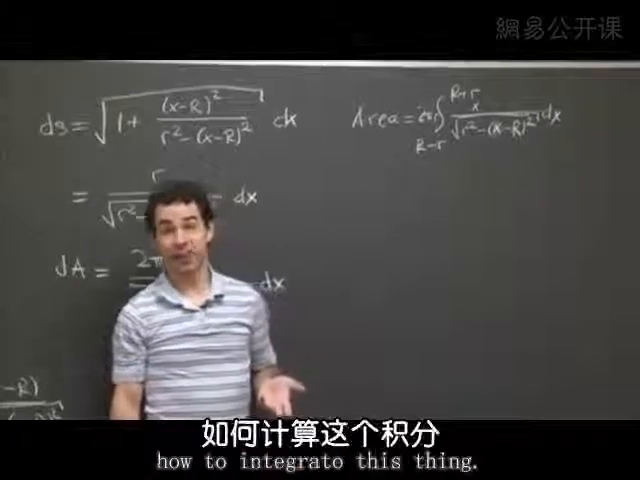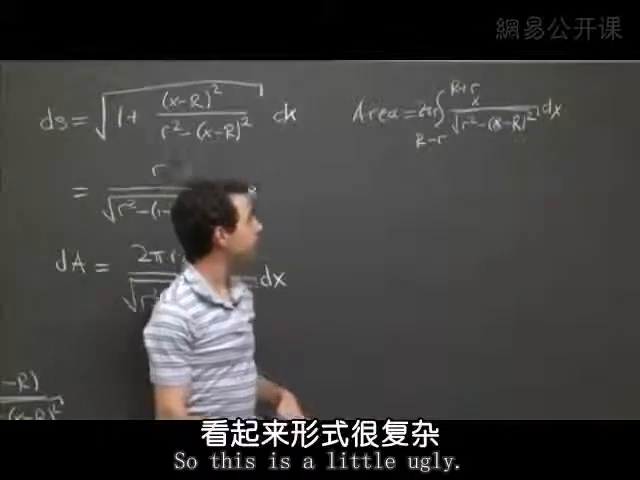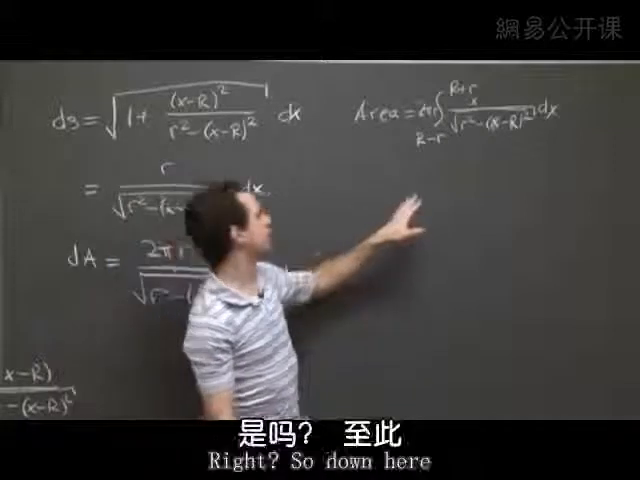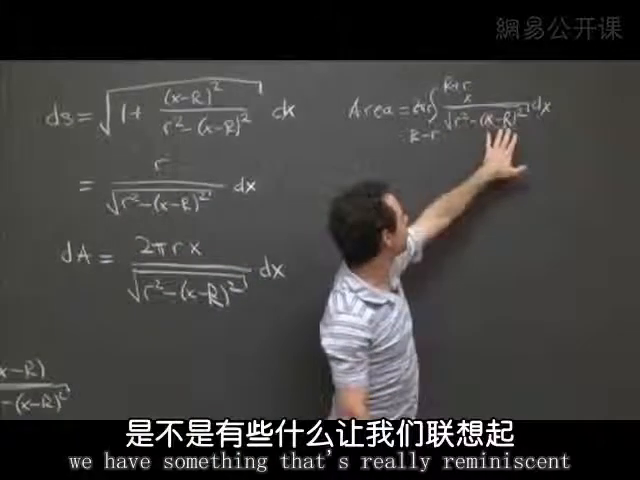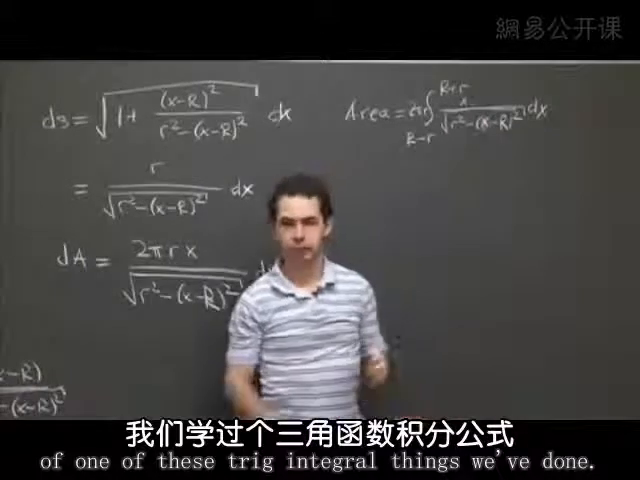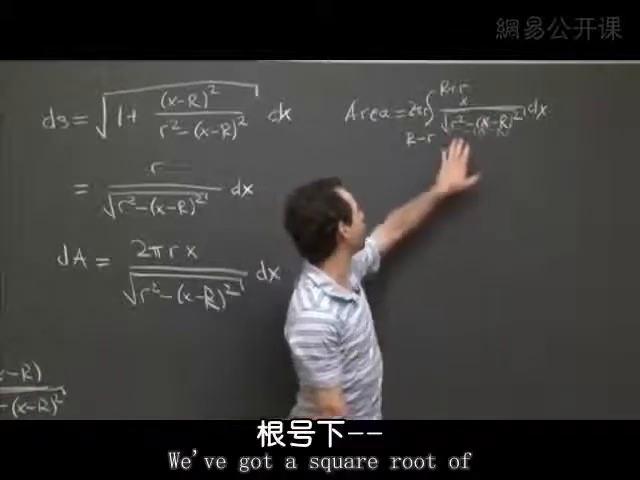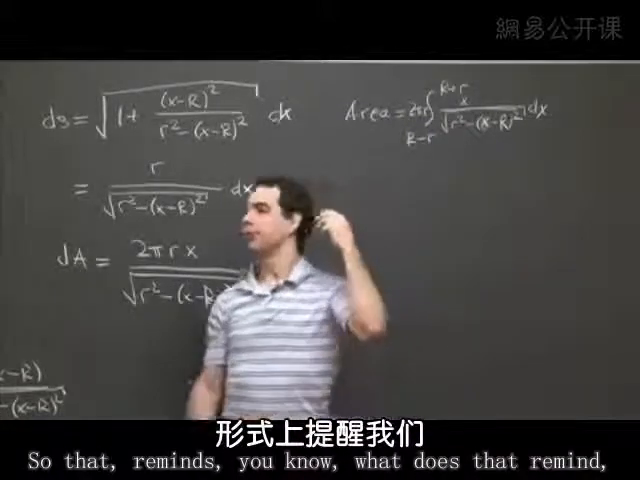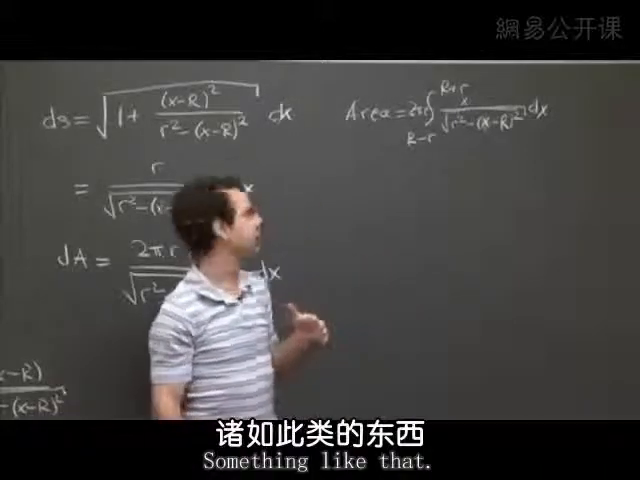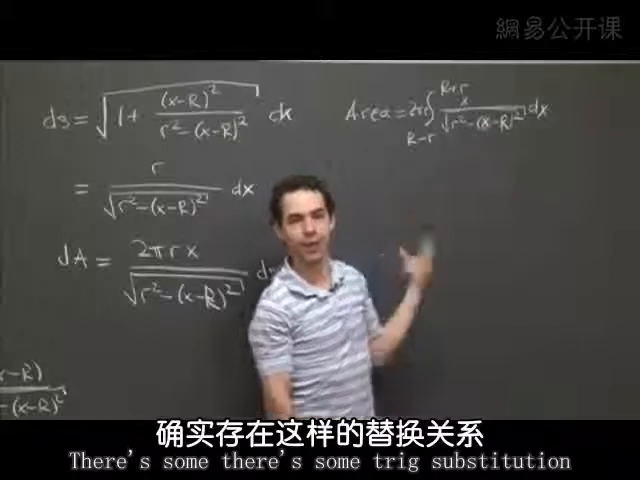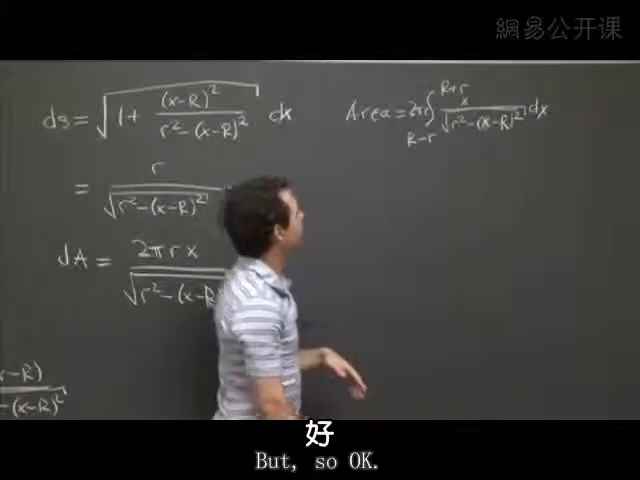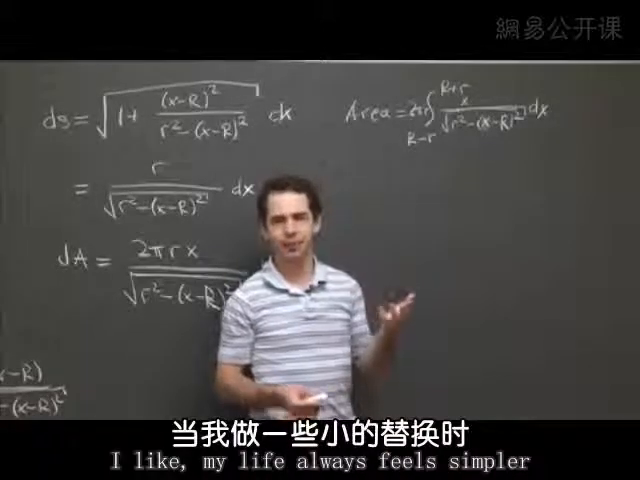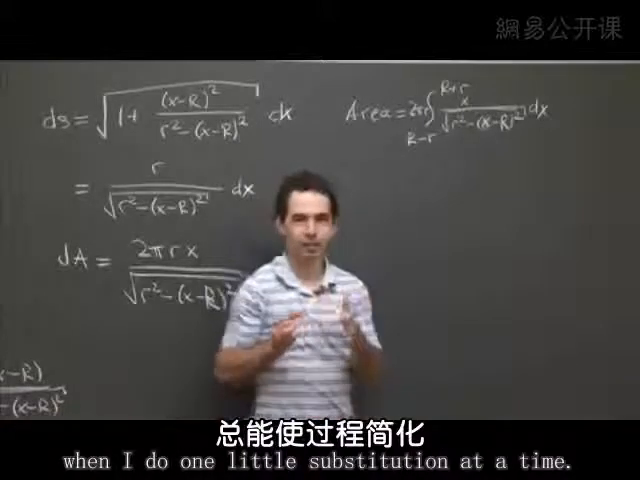OK, so now we have to figure out how to integrate this thing, right? So this is a little ugly. It's not horrible, though, right? So down here we have something that's really reminiscent of one of these trig integral things we've done. We've got a square root of a something squared minus a something else squared. So what does that remind me of? Maybe some sine substitution, something like that. There's some trig substitution waiting to happen here. So we could do it. We could sort of shoot to do it all in one substitution. My life always feels simpler when I do one little substitution at a time.